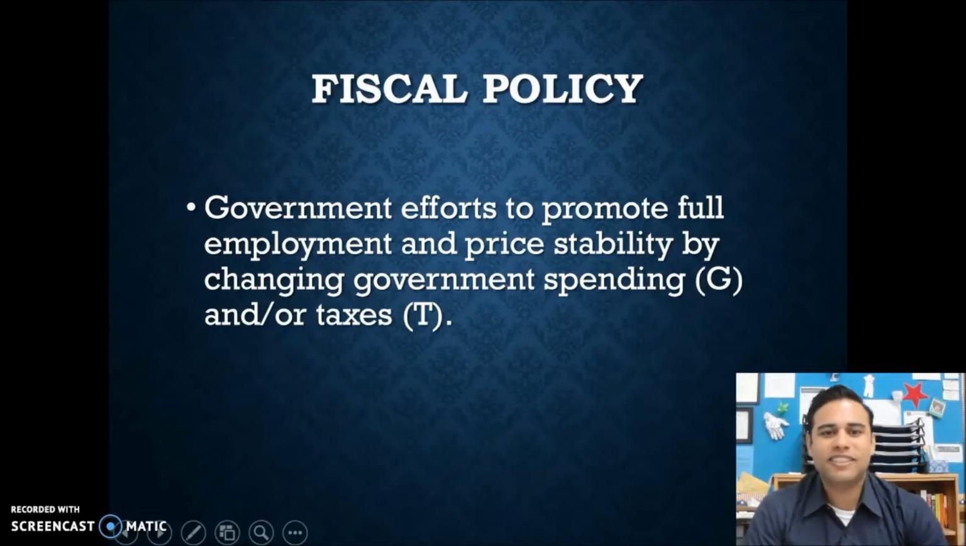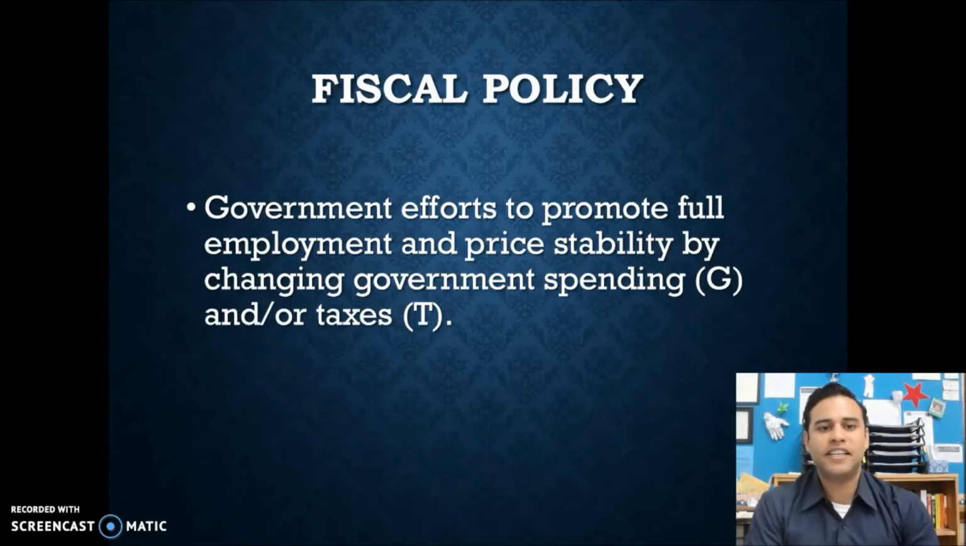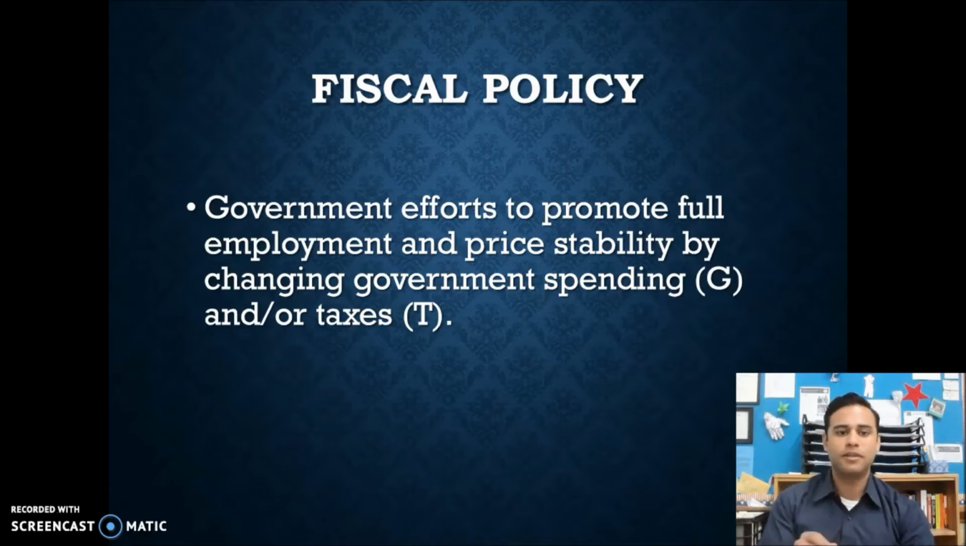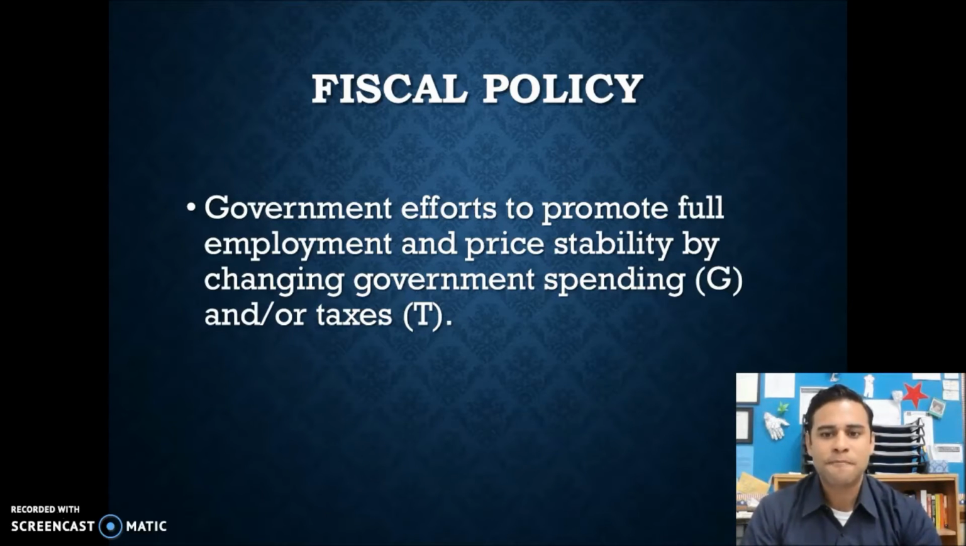All right, so here we are with slide number 1, which is a definition of fiscal policy. And everybody say this with me now: fiscal. It's not physical policy. It's fiscal policy, okay? It has to do with things financial. That's what fiscal is. All right, and what we've got here is government efforts to promote full employment and price stability by changing government spending and taxes. So, hey, full employment and price stability, that sounds like 2 out of the 3 economic measures, right?